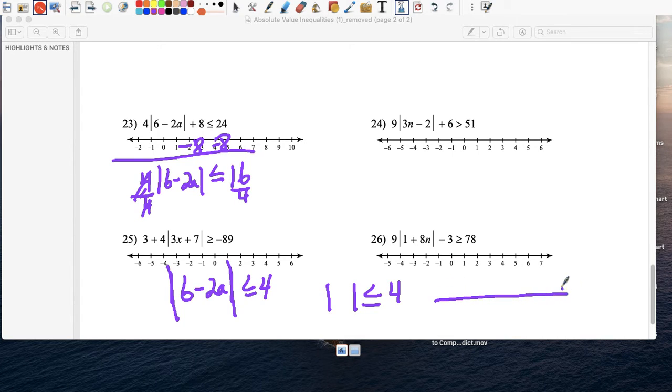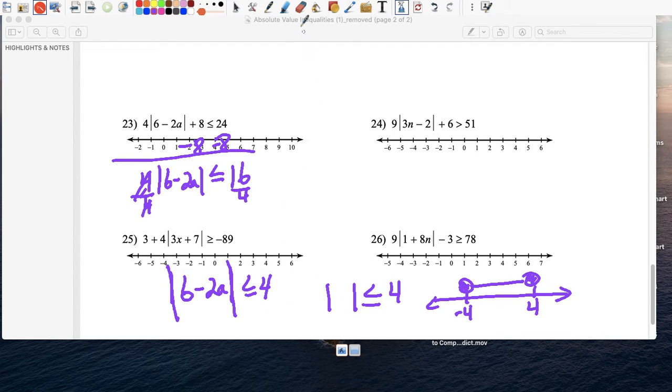Well, every single number between, this is an and problem, right? I can even draw it like that for you. I'm even going to shade it. I just need two numbers, two extremities. So it can be 4 and negative 4. So any number between 4 and negative 4, if I take the absolute value of it, is going to be less than or equal to 4, right? So that's what this is talking about.